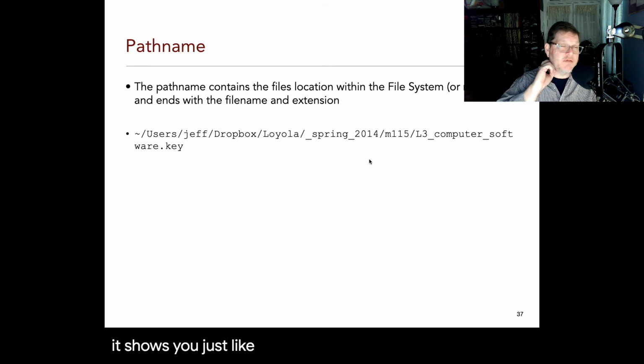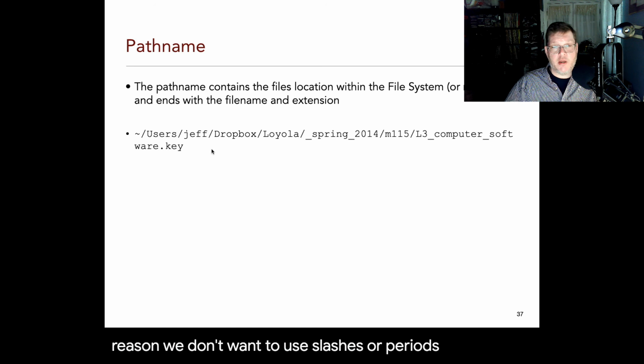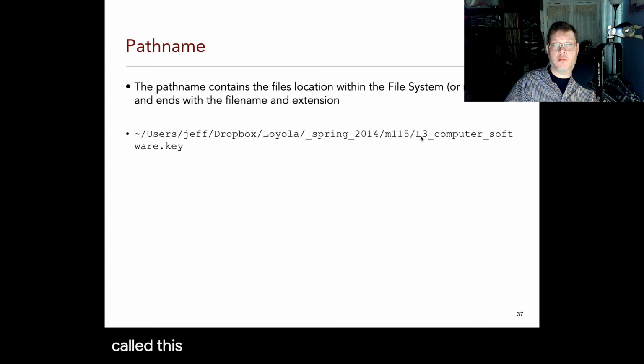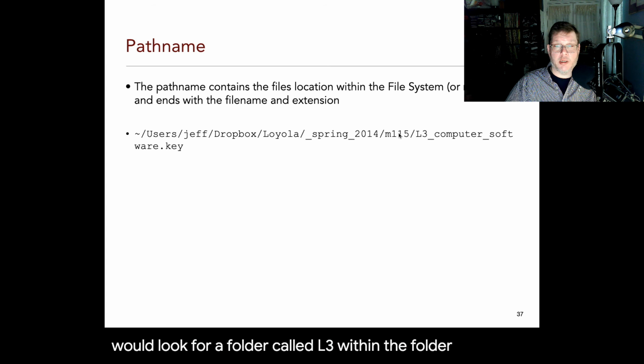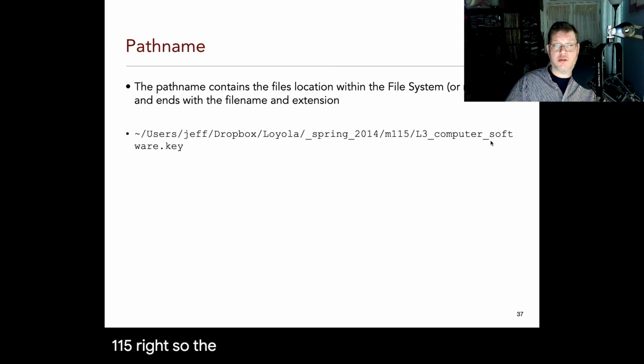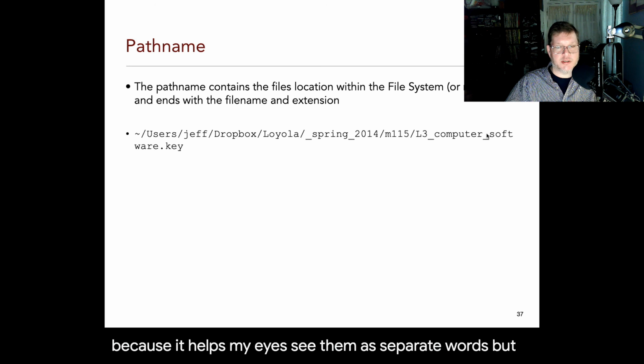It shows you, just like in the last video where you saw all of the nested folders, that's what this is. But the reason we don't want to use slashes or periods in our file name is because they're part of the path name. So if I had called this lesson 3 / computer software, then the computer would look for a folder called L3 within the folder called M115, right? So the underscore is better. And also it's better not to have any spaces, because different operating systems deal with spaces in file names differently. So I tend to put an underscore instead of a space, because it helps my eyes see them as separate words, but it doesn't confuse the computer.